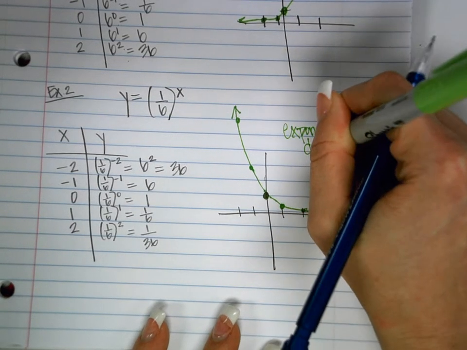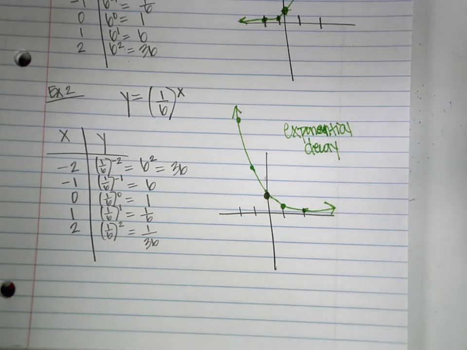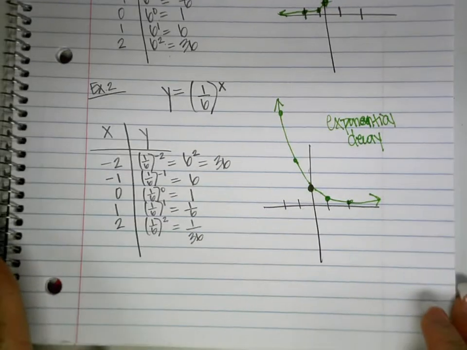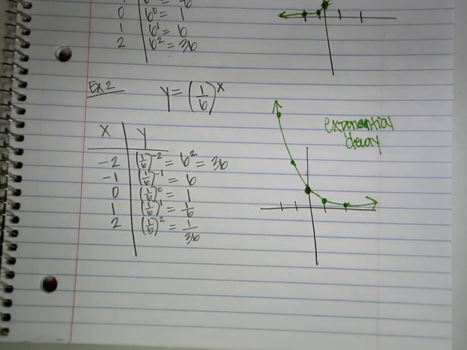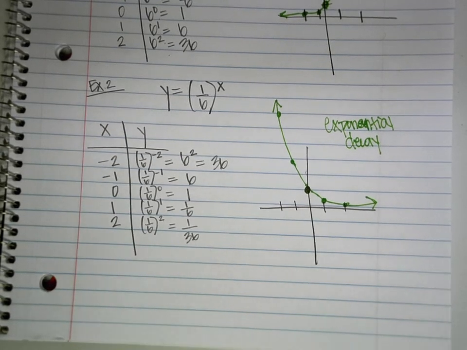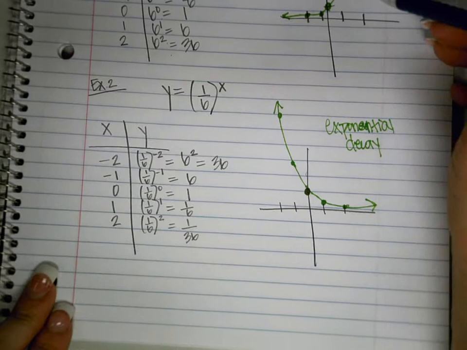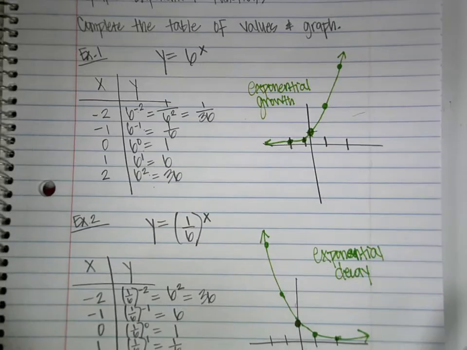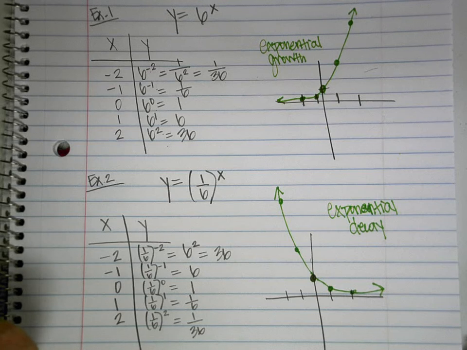Exponential decay. Okay, so this is one that you might have seen in chemistry with half-lives. You have a particular type of molecule or compound and it's decaying. It's getting less radioactive. That's usually where we see these. So you need to know the difference between exponential growth and exponential decay. This is essentially all we're doing for this set of notes.